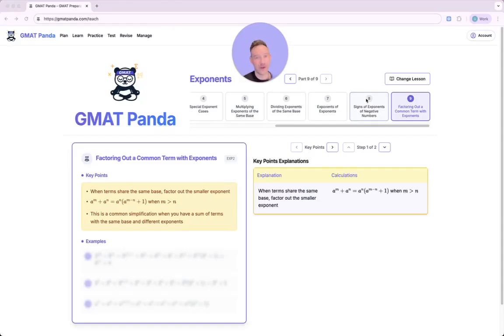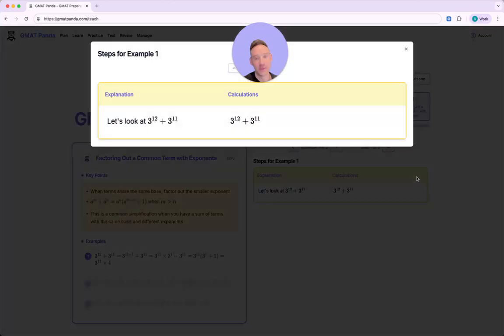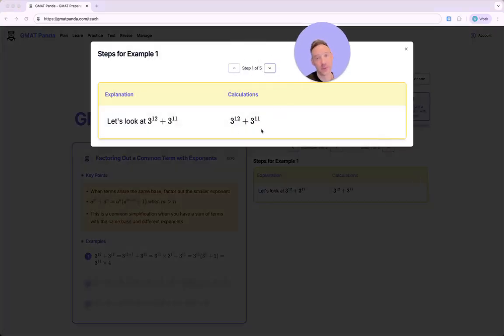Now, a very common pattern that you get in the GMAT involving exponents is when you have two exponents of the same base where the exponents are quite high in value but close to one another. So in this case, we've got 3 to the power of 12 plus 3 to the power of 11. It's the same base, so 3 in both cases. The exponents are reasonably big, right?